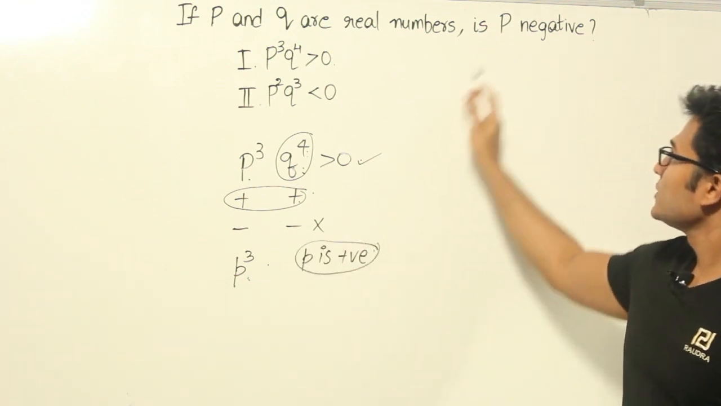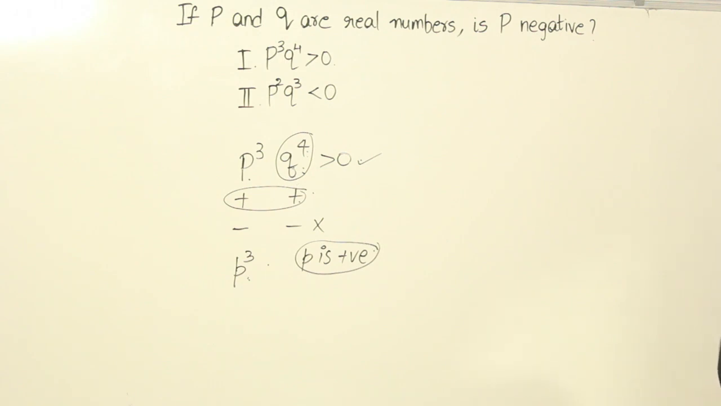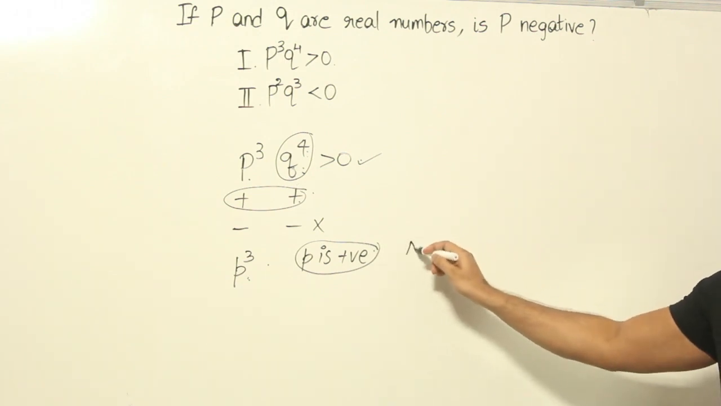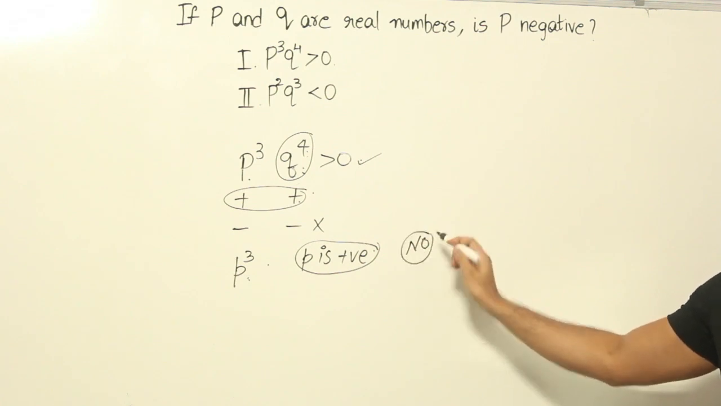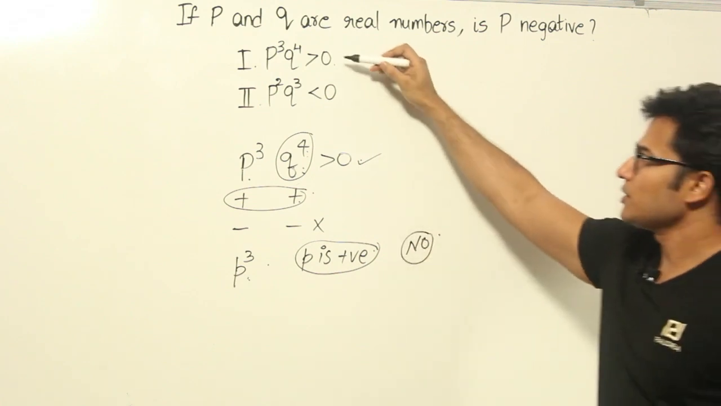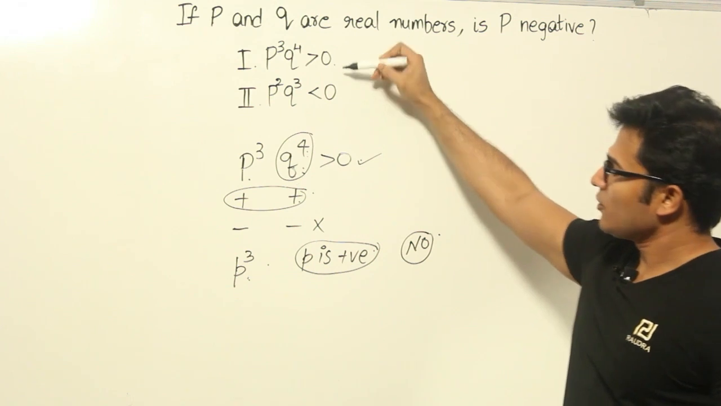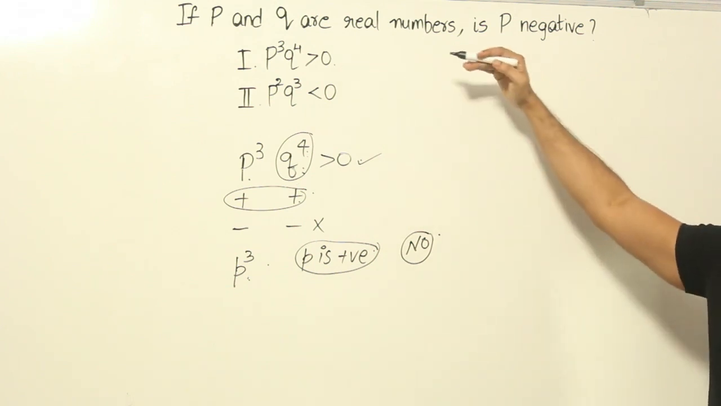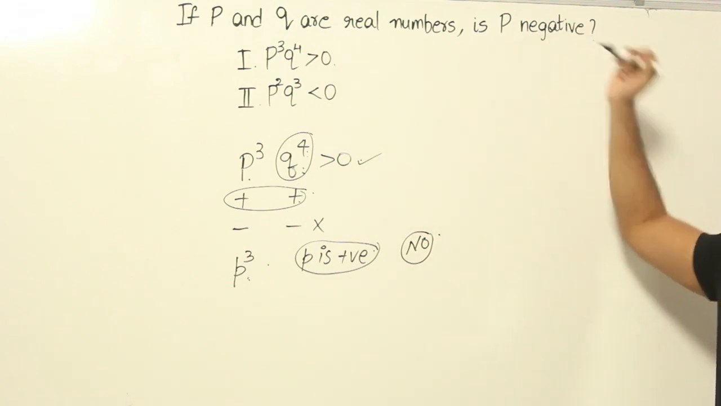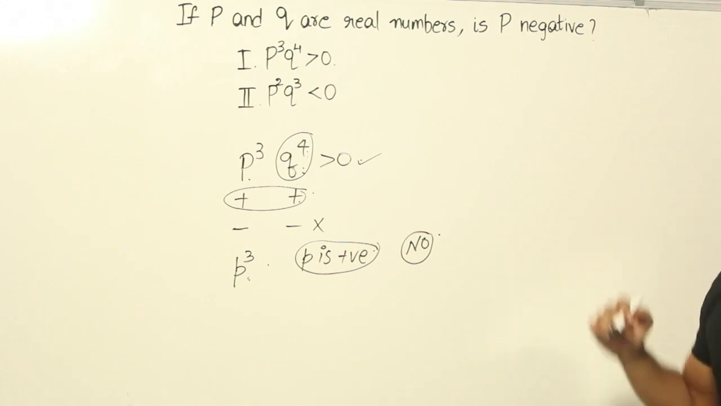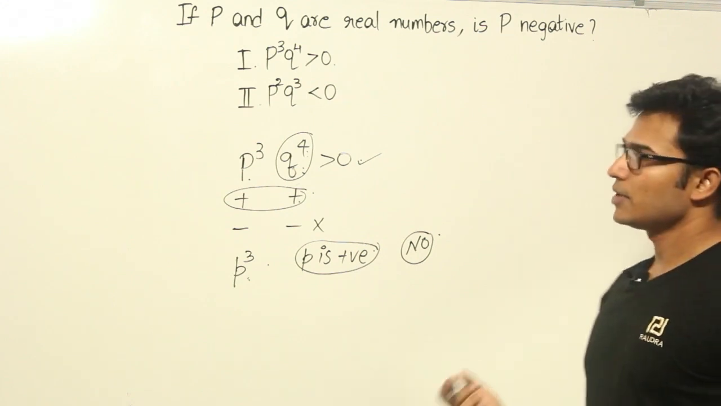Now in order to answer this question, the question is: is p negative? For that question the answer will be no. So I am able to answer the question using the information given in statement number 1. Therefore we can say that using statement number 1 I'll be able to answer it, right? But then don't leave it there. Let's see statement number 2 as well.